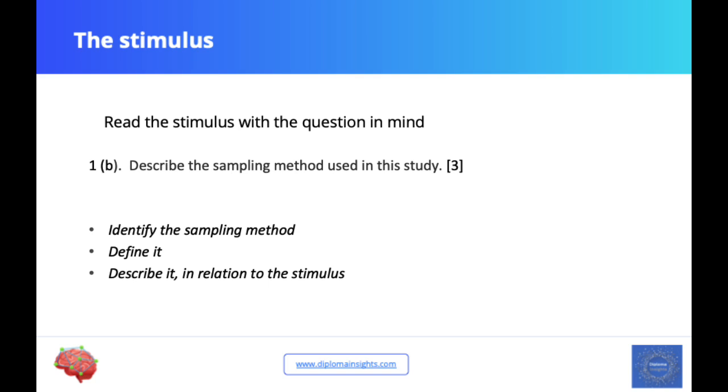Give a definition of the sampling method and then go on to describe it, making sure you are talking about the stimulus when you're doing so. For example, if it's a volunteer sample, talk about the stimulus in terms of who were the volunteers, how were they obtained, to make sure you're describing the sampling method in relation to the participants in the stimulus.